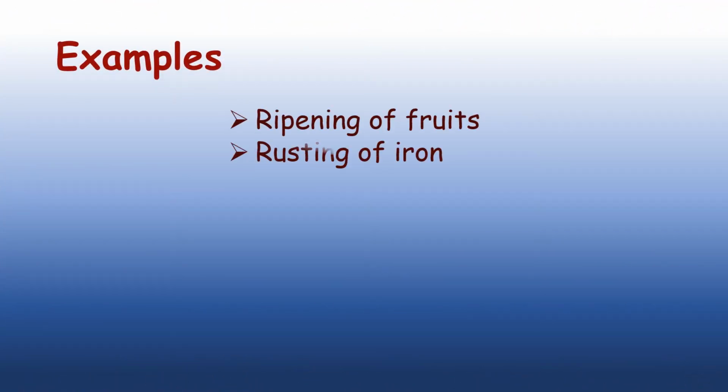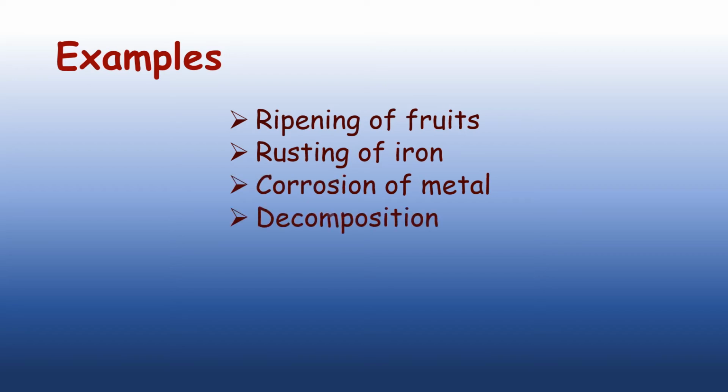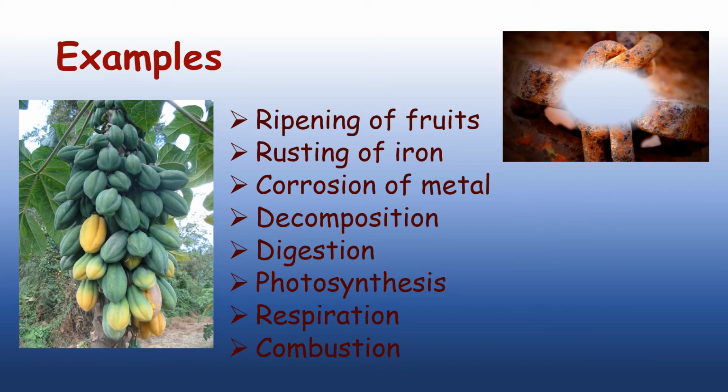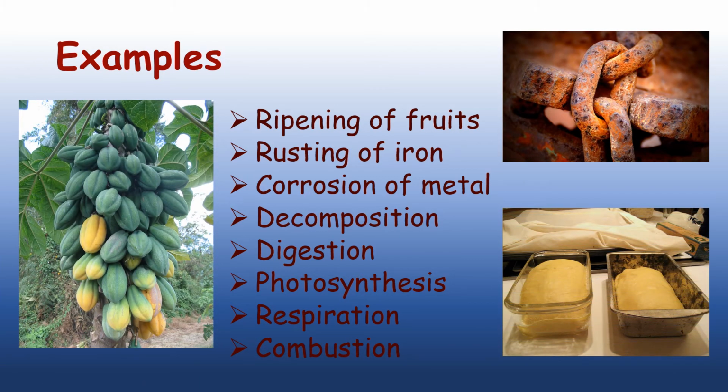Examples of chemical change are ripening of fruits, rusting of iron, corrosion of metal, decomposition, digestion, photosynthesis, respiration, combustion, even cooking food, and baking are examples of chemical change.